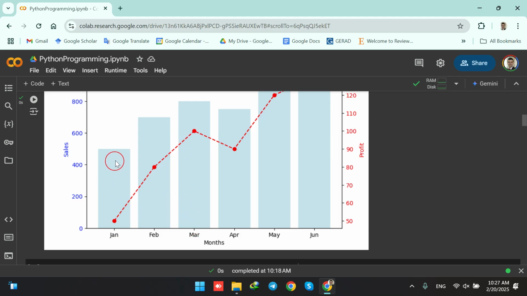But how much the sale has changed? So the sale is 500 and here it's 800. So for the increase of 300 of sales, we could double our profit. This is one insight that we can understand from comparing the January and March.